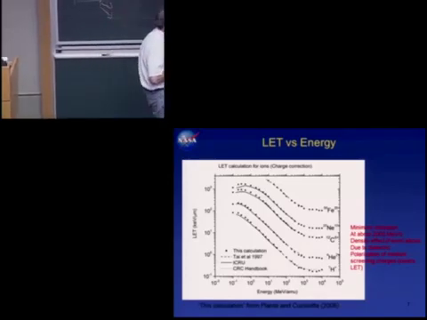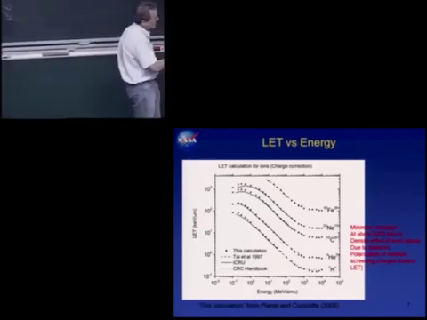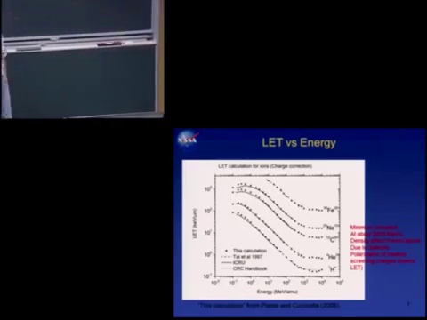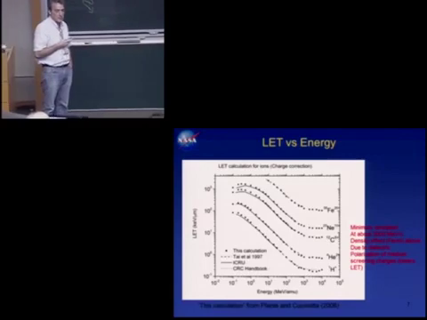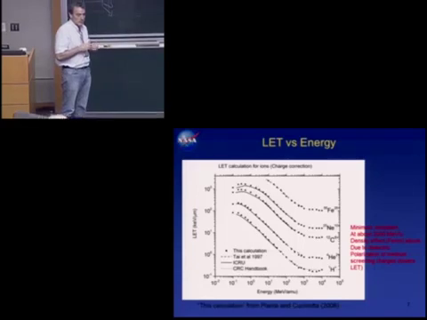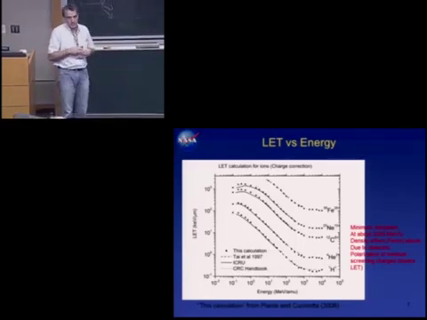And you can see what happens: why does the LET go up as the energy goes down? Does anybody remember why that would happen? So what you had to think about. No, this doesn't have to do with secondaries. It just has to do with a particle coming in that doesn't have any electrons, just a nucleus.